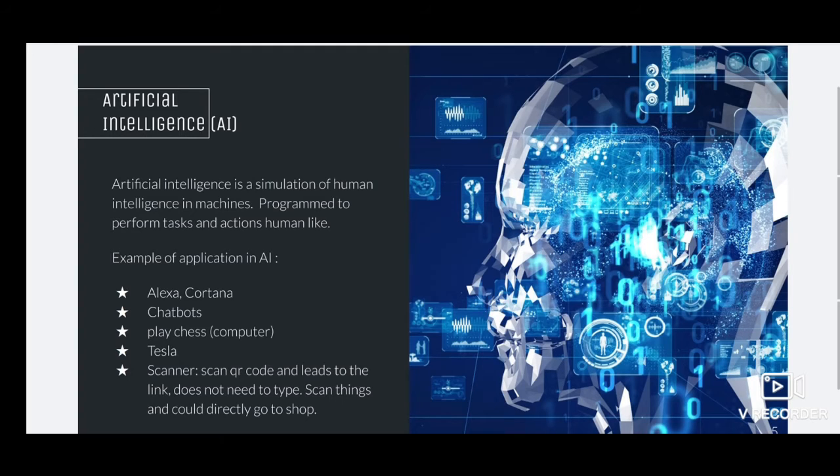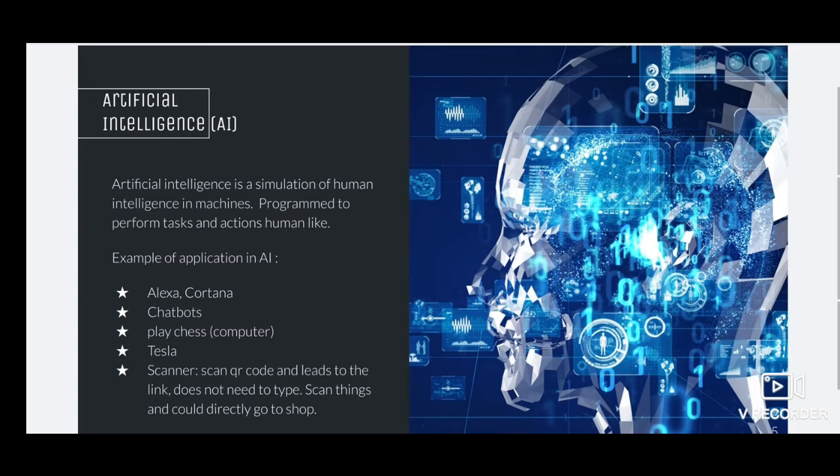For instance, when we ask the Google Assistant, hey Google, tell me a joke, and it will tell you a joke, and the sentence and the speech are like a human's.